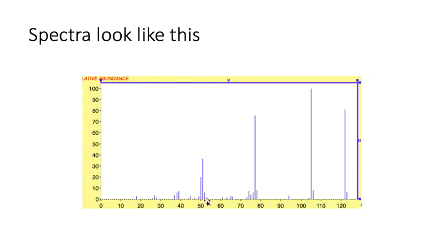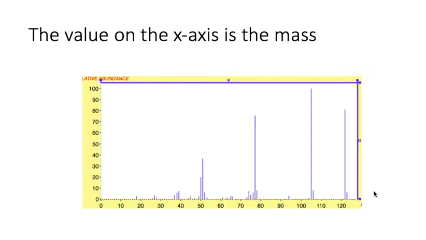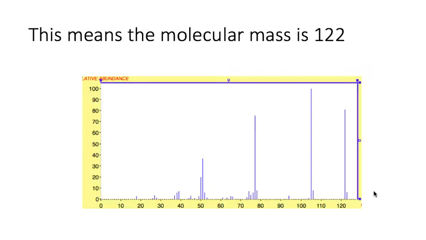And each of these markings on the bottom is one atomic mass unit. So over here we have 110, 120, and we've got this big peak here, which is at 122. It's called the parent peak, and it tells us that this compound has a molecular mass of 122. So whatever this compound is, its molecular mass is 122.